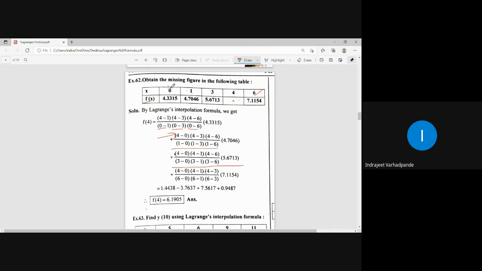The last term remaining is to be written for 6. So this will be 4 minus 0, 4 minus 1, 4 minus 3 upon 6 minus 0, 6 minus 1, 6 minus 3 multiplied by the functional value 7.1154. Simplify them. 4 minus 1 is 3, 4 minus 3 is 1, 3 ones are 3, 4 minus 6 is minus 2, so 3 into minus 2 is minus 6. Minus 1 times minus 3 times minus 6 is minus 18, multiplied by this. Simplify it on the calculator by writing one step at a time, and accordingly you can put it and get the answer. So the functional value for 4 will be 6.1905.